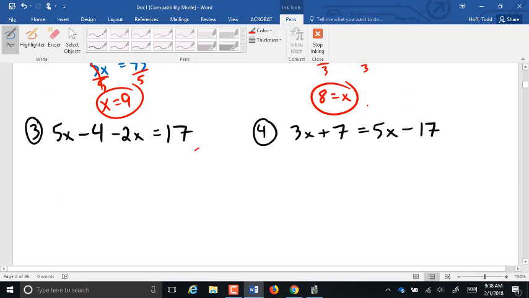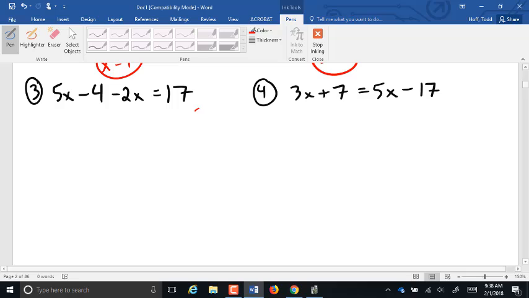3 and 4 is kind of where we left off yesterday. So I want to make sure we're good with those first before we move on to some new stuff.